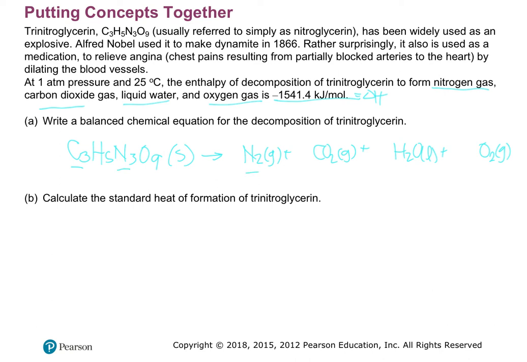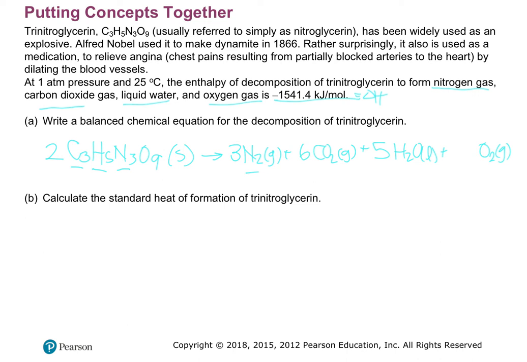So immediately I know I need to multiply everything by 2 in order to get an even number of nitrogens. So if I multiply that by 2, then now I have 6 nitrogens on each side. So I'm going to have 3 here. Now that I have that, I have 10 hydrogens, so I'm going to have 5 there. I have 6 carbons, so I'm going to put 6 out front.